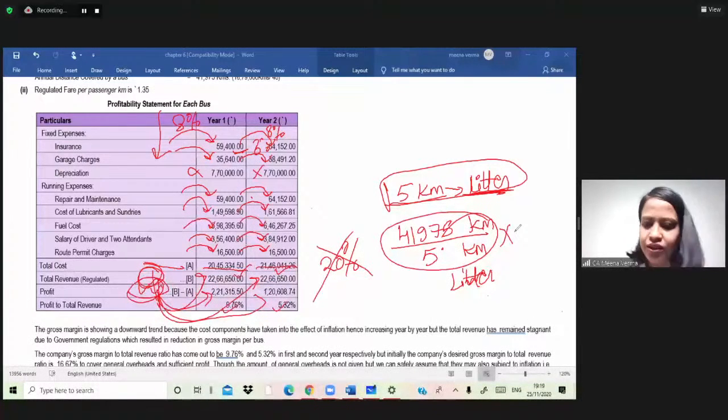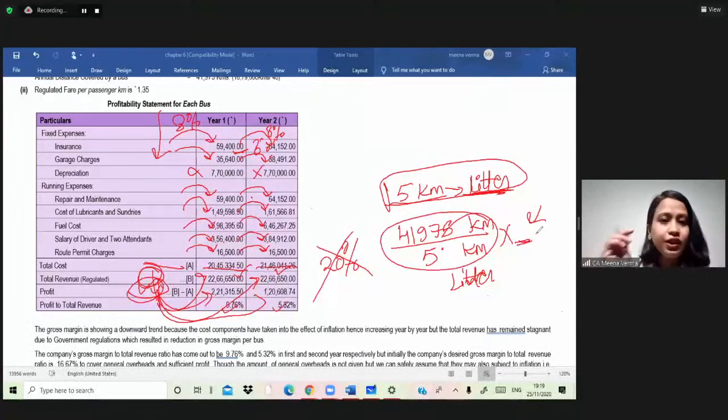Okay, you can see the fuel cost. Sorry, the cost of petrol or diesel per liter is mentioned in the question. You can write it here and you can find out the fuel cost. Okay, I hope it is clear to all of you and you have done the calculation on your own. I want all of you to do this on your own.